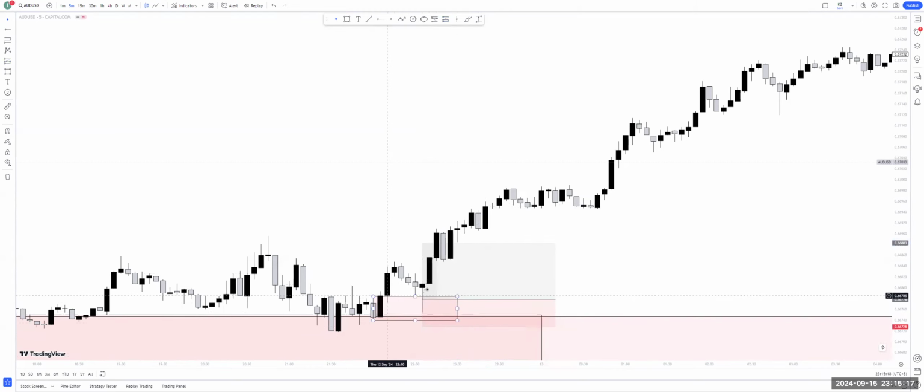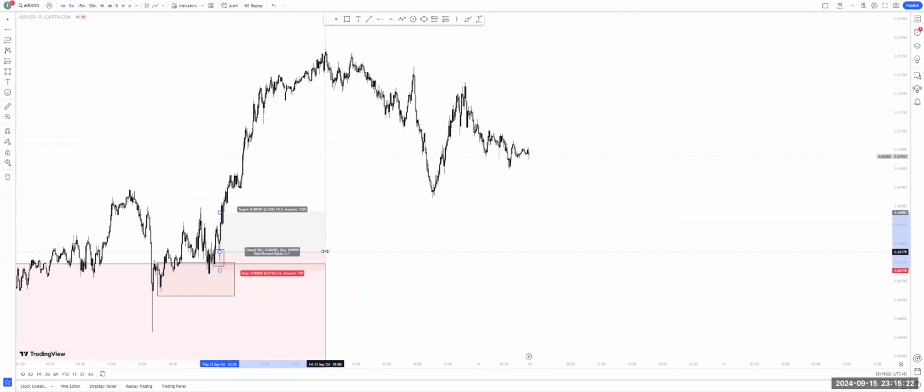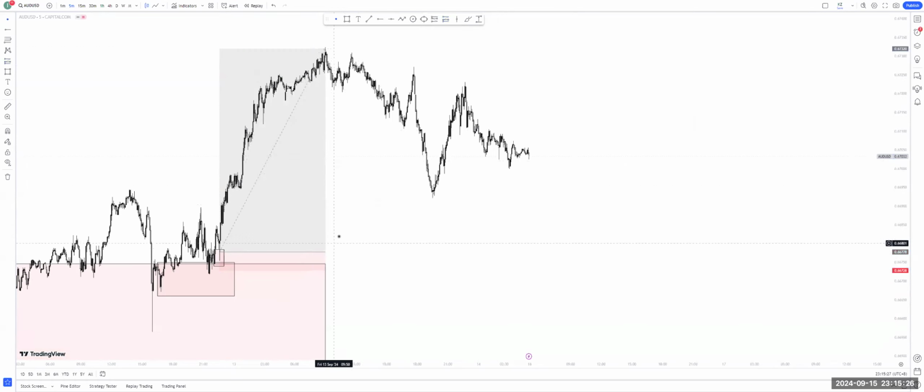Okay. If you FOMO enter over here, 5 pips of stop. I'm going to give you maybe 1 to 2, somewhere around here. And 1 to 10, somewhere around there. If you're risking 1,000 US dollars, you're going to get what?